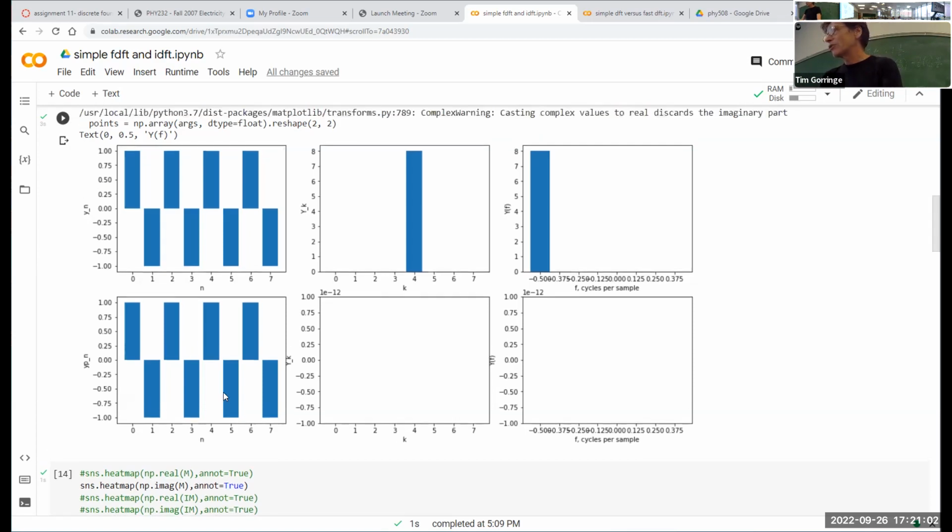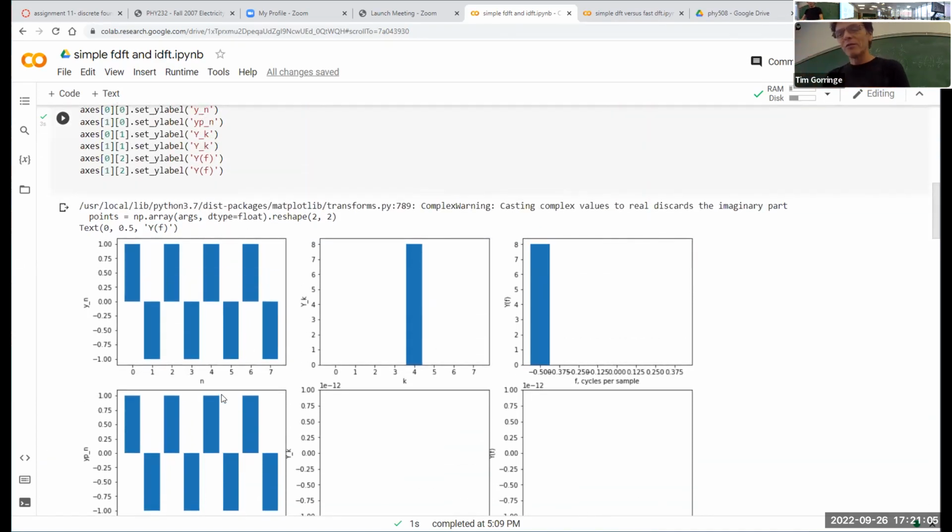Let me go back to the code I showed you that did a simple forward Fourier transform and reverse Fourier transform. It checks out in that we got back what we started with. And I think it checks out too in that this data here has a single period in it, which is a period of two samples, which corresponds to this frequency of 0.5 cycles per sample.